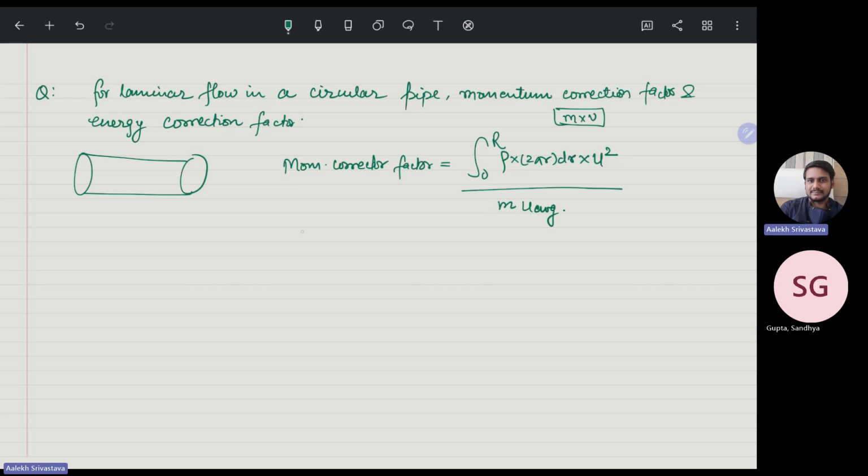So if you know the velocity profile, we have the velocity profile as minus dp by dx into R square minus r square. So you know this is the velocity profile. So you will directly substitute and integrate with respect to r. You will get the momentum correction factor. The momentum correction factor is 4 by 3.